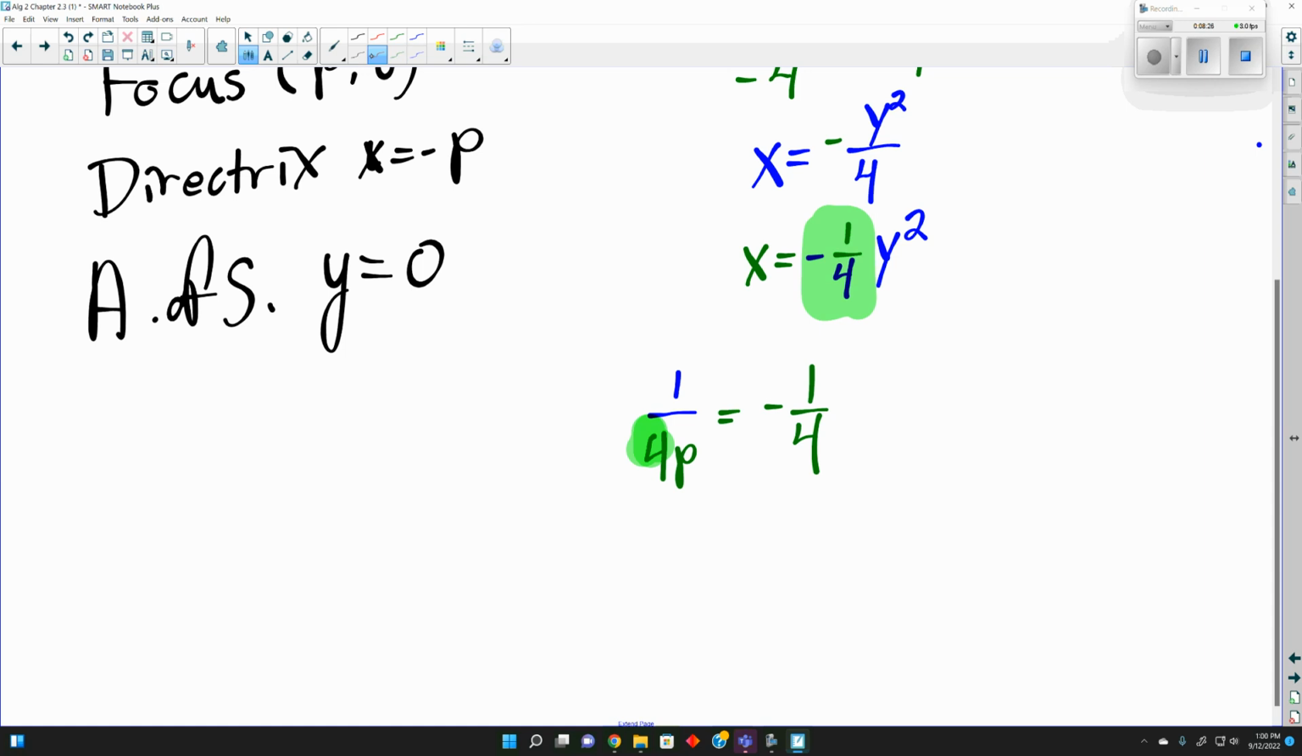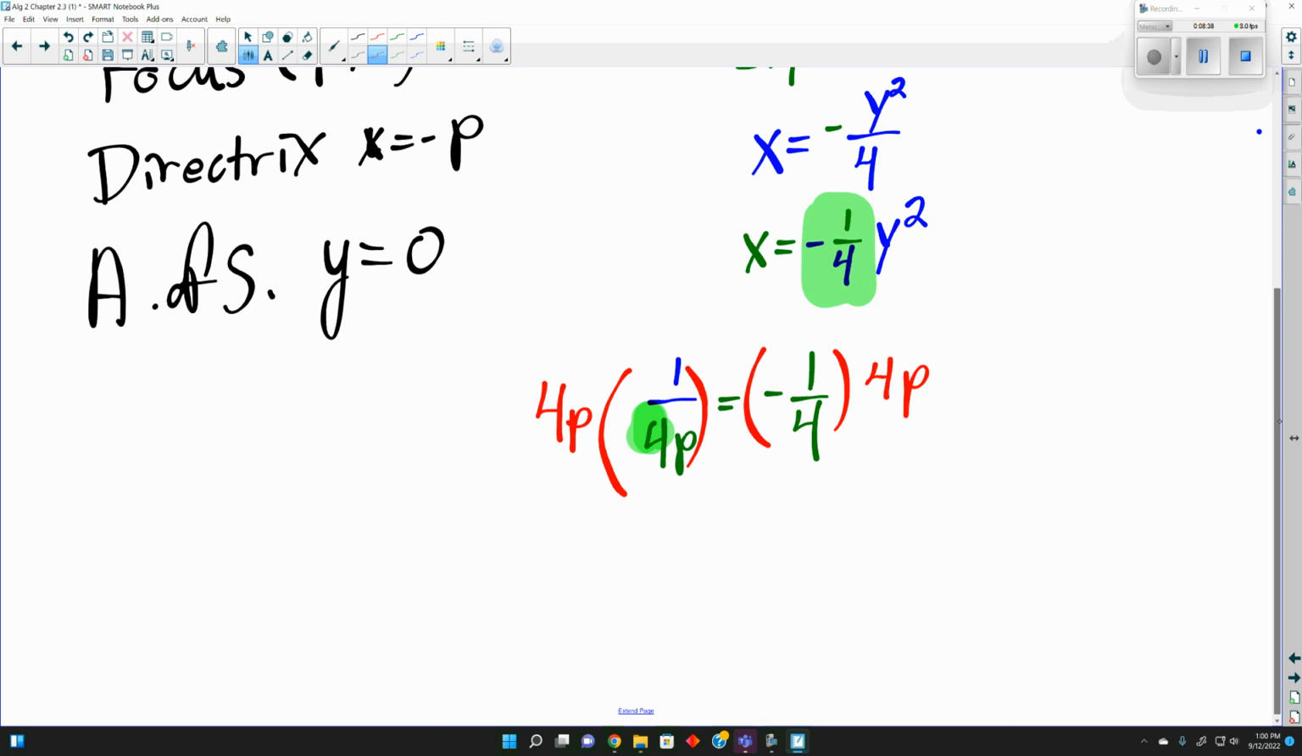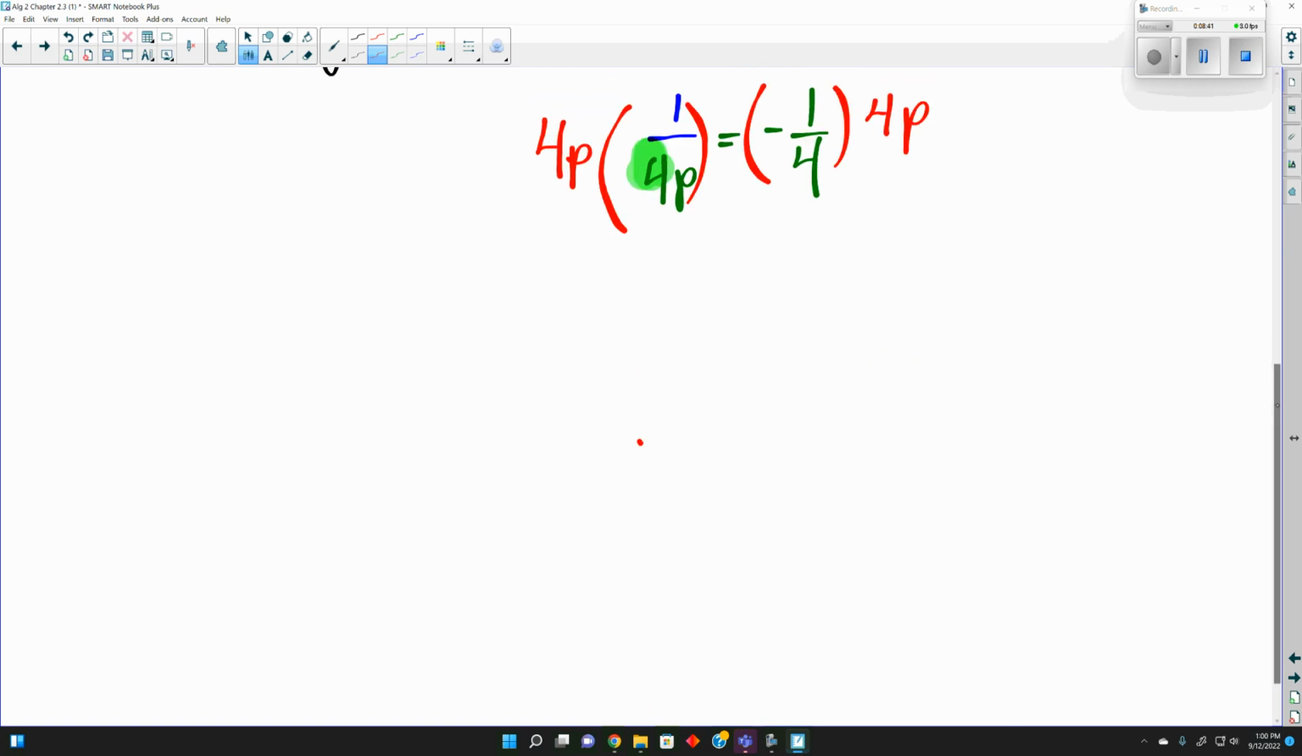Now the first step, once we get this set up, is always going to be the same. We're going to multiply both sides by 4p. Now I'm going to write this out. You won't have to write this out every time. I'm just going to write it out so we at least see it once. Because on the left side, 4p times 1 over 4p is going to be 4p over 4p. Now on the other side, we'd have negative 4p over 4.